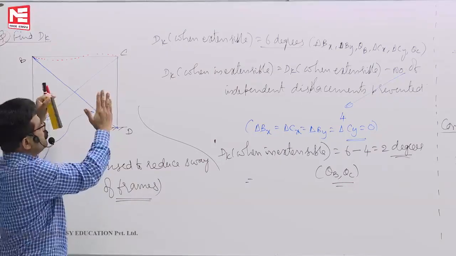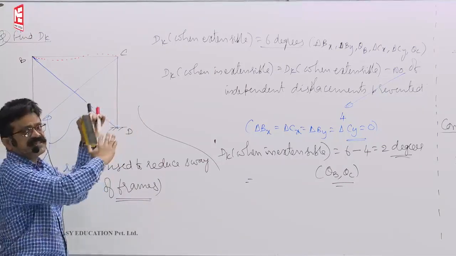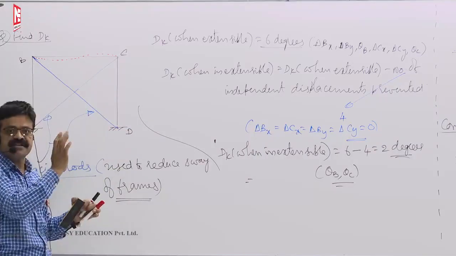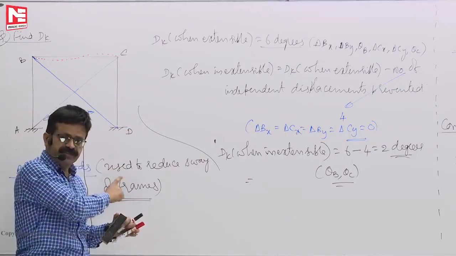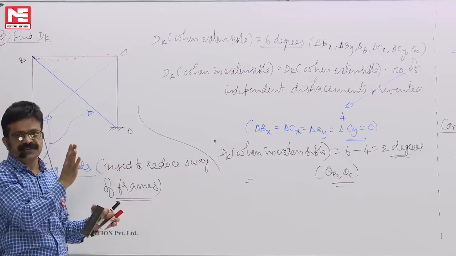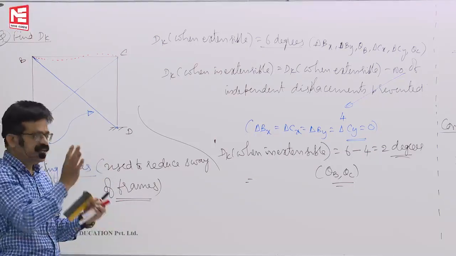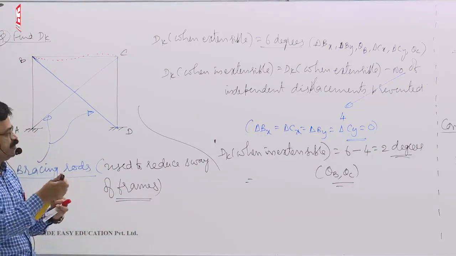In frames, we don't know in which direction they will sway. They can sway in two directions. That's why there are two bracing rods. You design bracing rods always for tension only. Compression, we assume that they are ineffective. Okay.